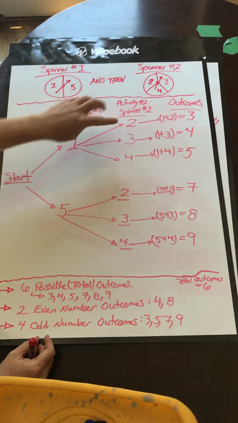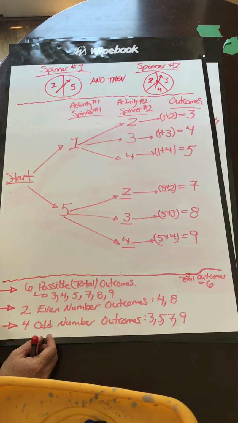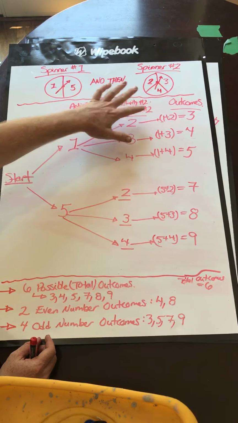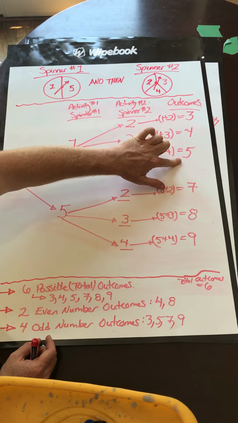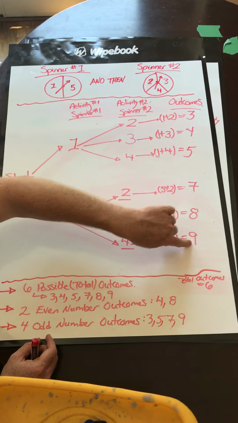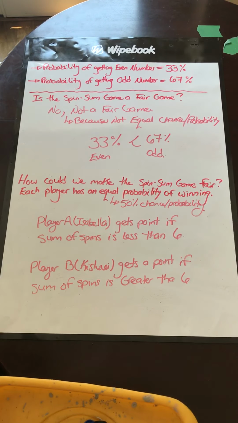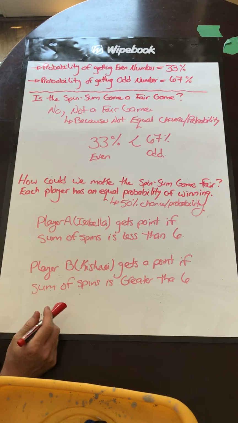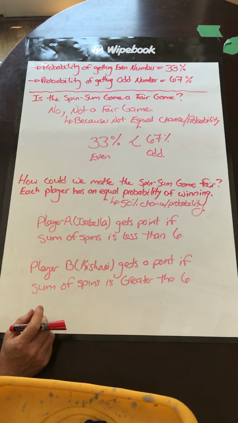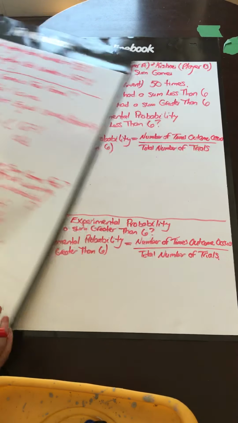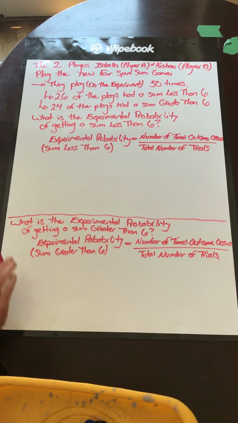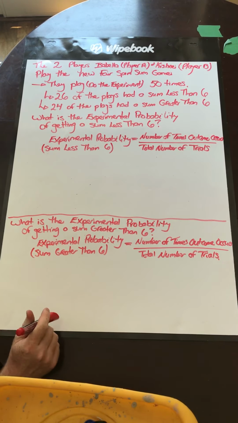how many of these spin sums are less than 6? Well, we know there's 6 total, and 1, 2, 3 are less than 6, and 1, 2, 3 are greater than 6. So that would make it a fair game because each player would have an equal chance of winning. And what's that chance of winning? That would be 50%. Okay, so Isabella and Kishni agree on this new fair game, and they play the game.